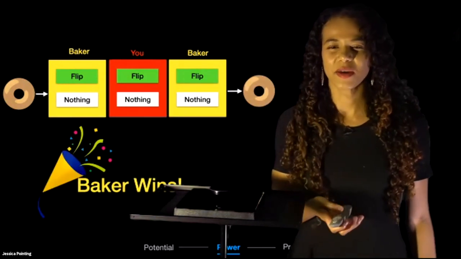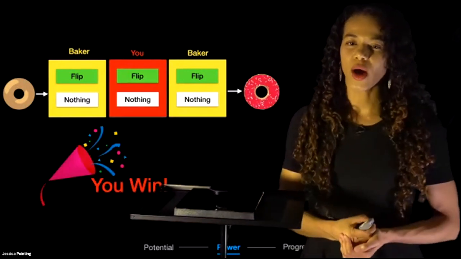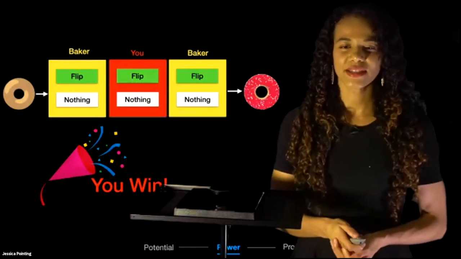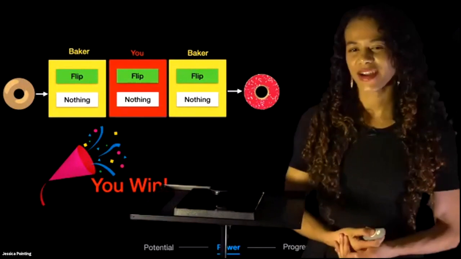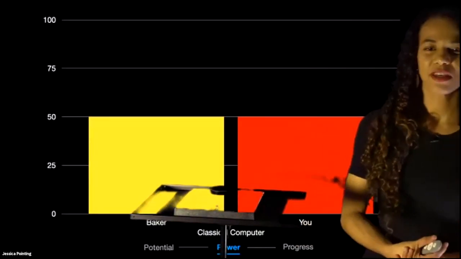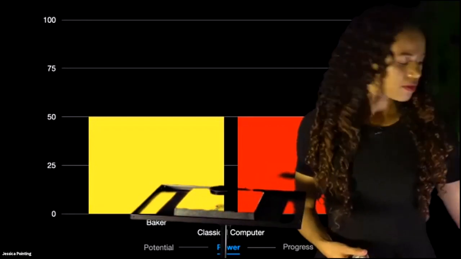If the bit ends up being 0, the baker wins. But if the bit ends up being 1, you win. So now the question is, what percentage of the time would you win if you had the right strategy? Well, actually it would be 50-50. It's random because you're just flipping the bits.